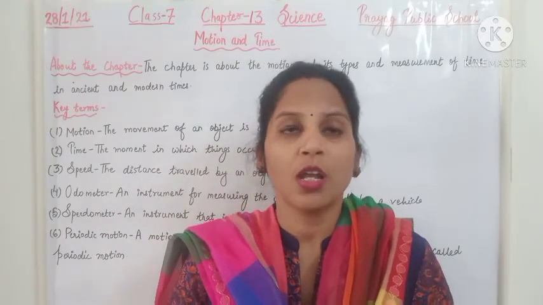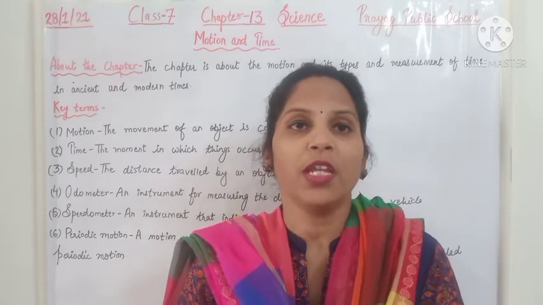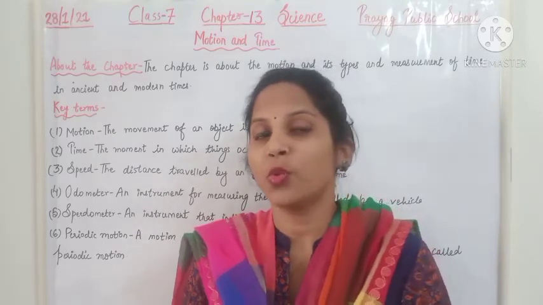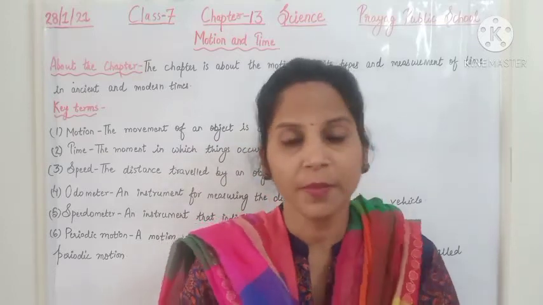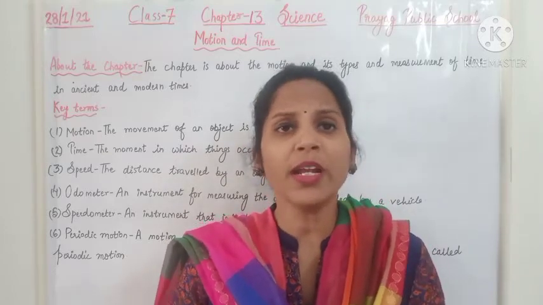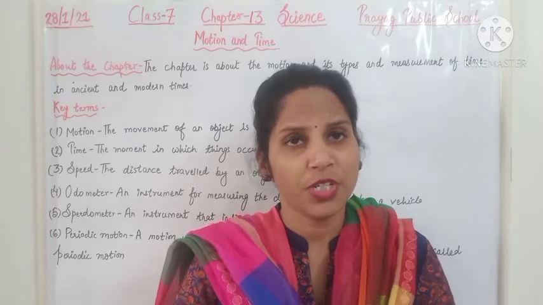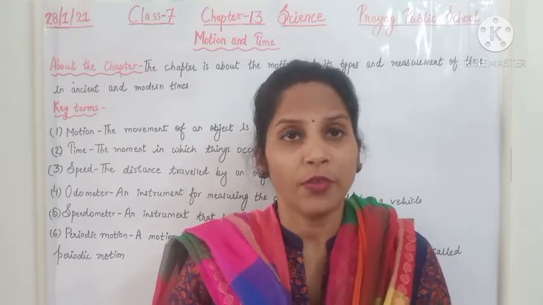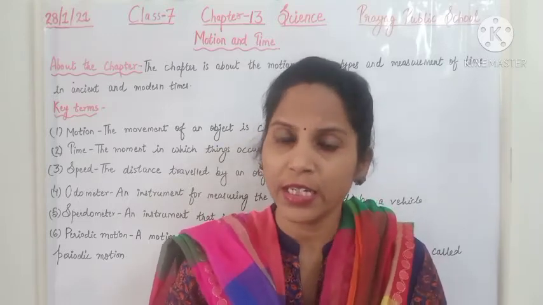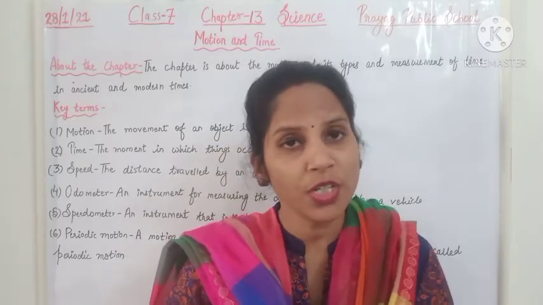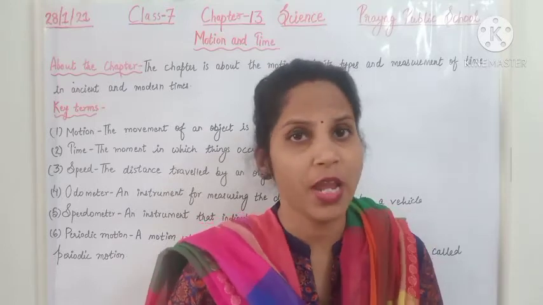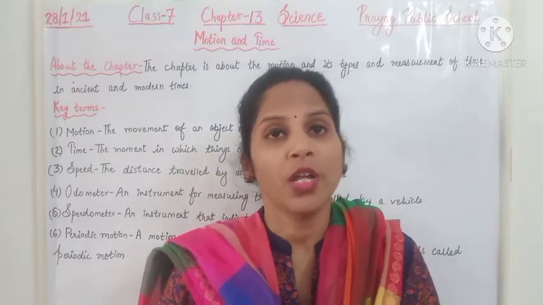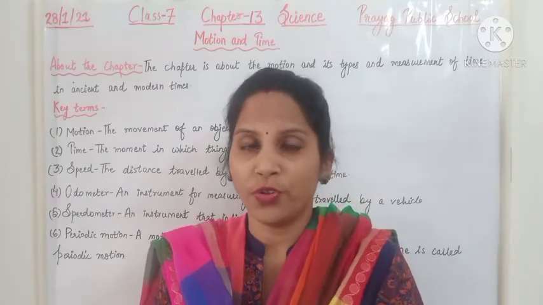What is motion? Motion is the movement of any object. And what is time? The duration or the moment in which anything occurs, right? So we know that there are different types of motion. In this chapter mainly we have studied the 4 types of motion, that is rectilinear motion, circular motion, then periodic motion and rotational motion. We have also studied uniform motion and non-uniform motion.